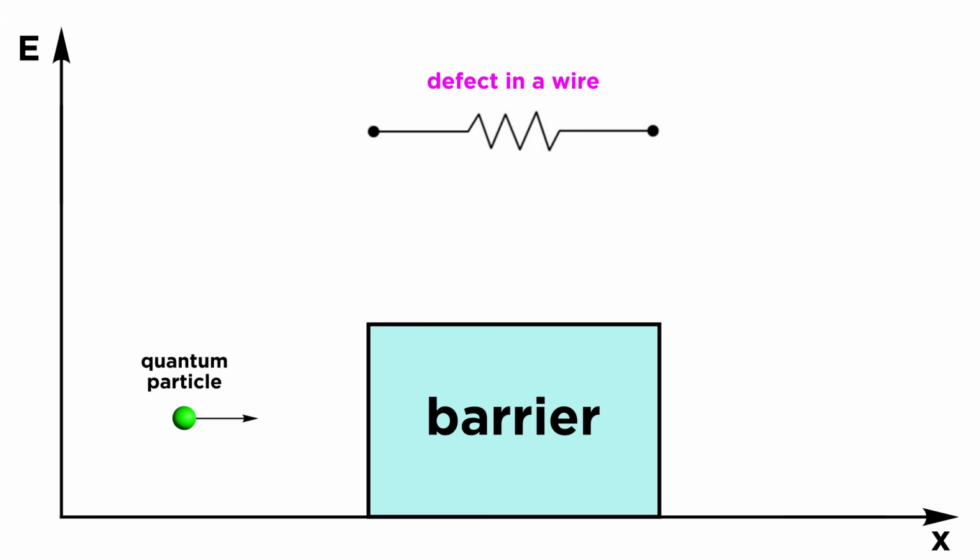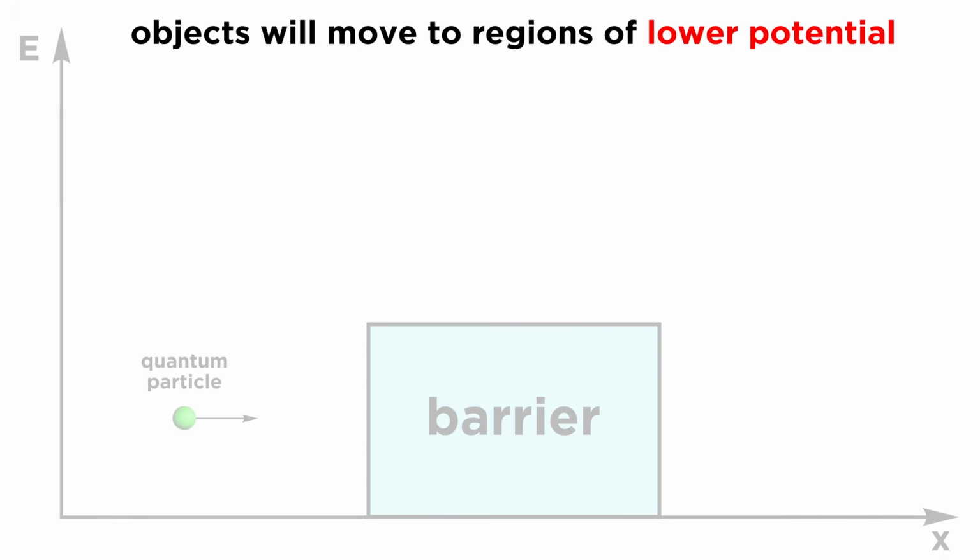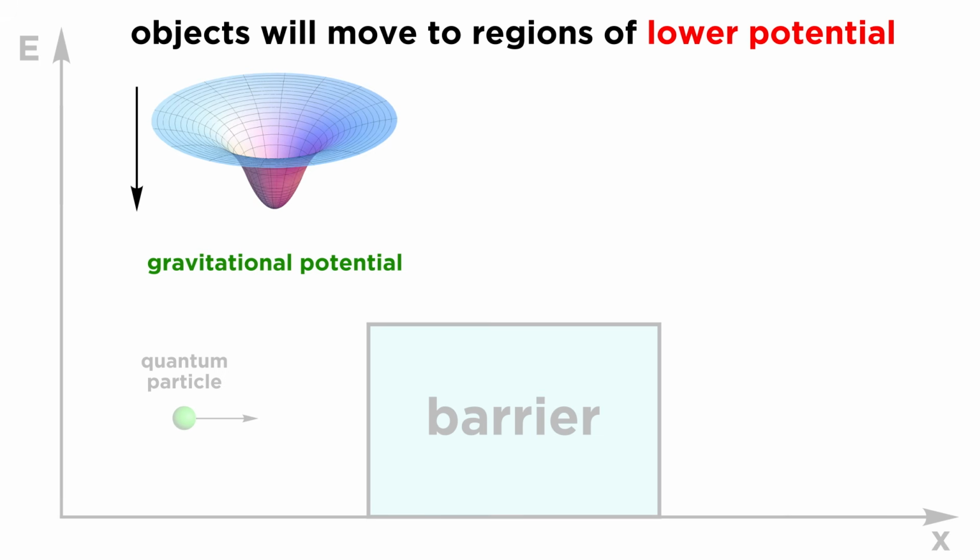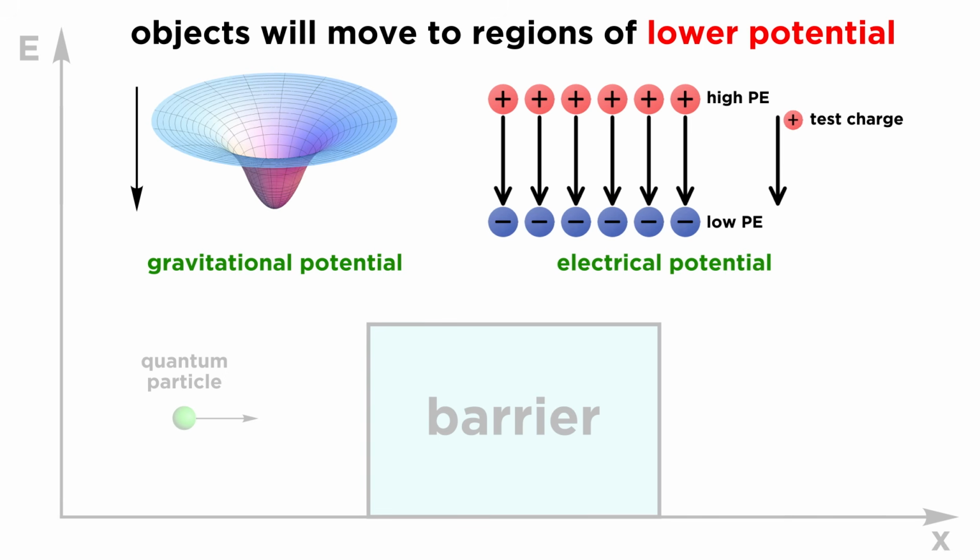This is a rough model that can be used to describe an electron which finds a defect as it travels through a wire. If this defect is at a different potential than the rest of the wire, it will cause a potential barrier. We already know that a particle will tend to reside in regions of lower potential. Objects fall to lower gravitational potential. Charged particles move to regions of lower electrical potential, and so forth.